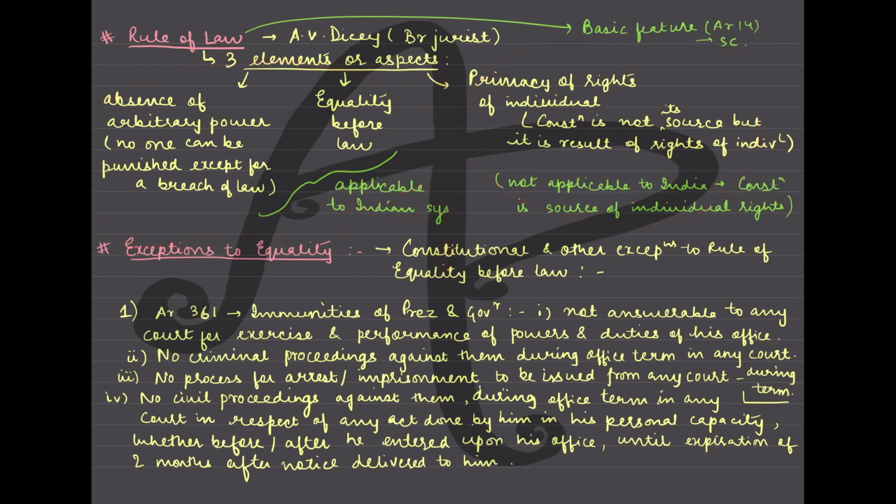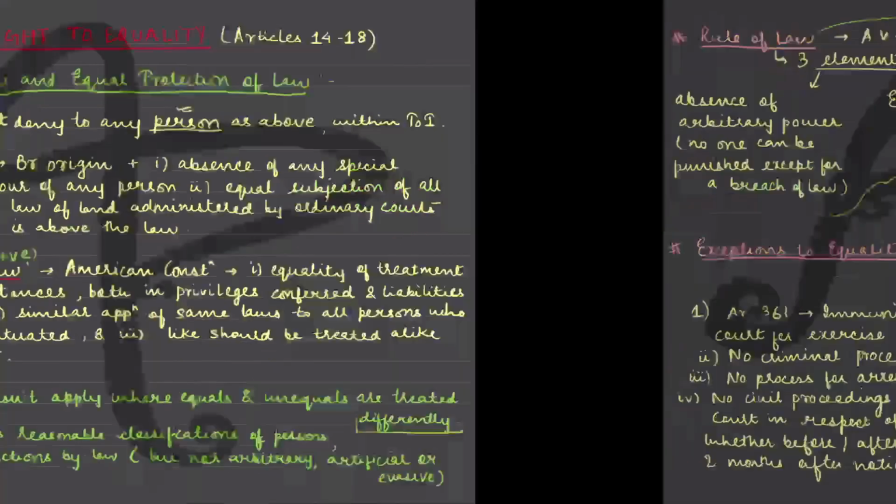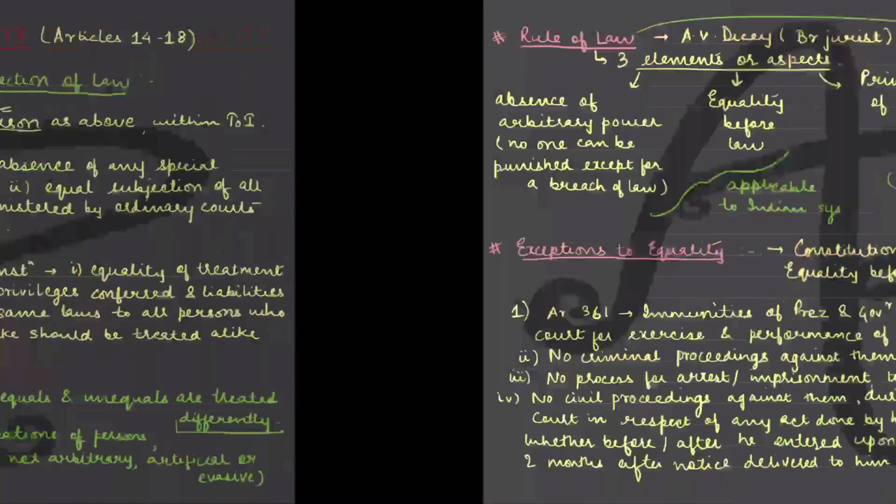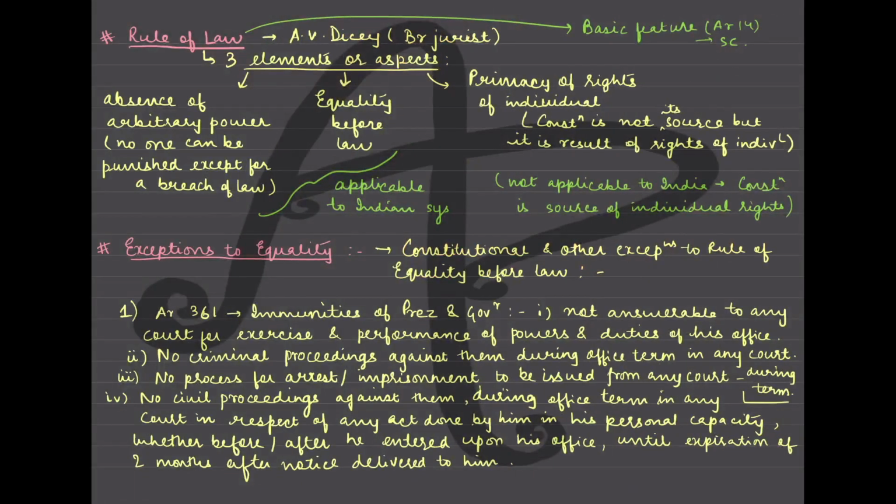Okay? Let's go. Next we talk about, as I just said, that there are certain exceptions also that you have to remember. So what are the exceptions to equality? There are certain constitutional exceptions which are very clearly given in the constitution, and some other exceptions to this rule of equality before law, that we are not giving special privilege. Among them, some exceptions are those which the constitution itself has stated.